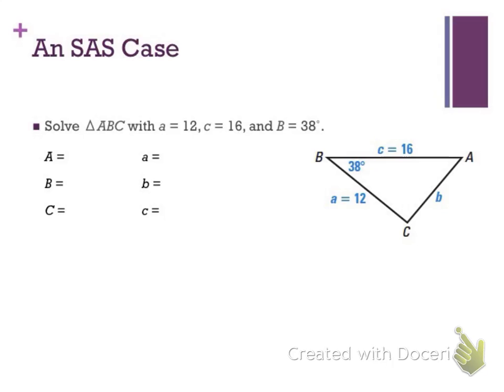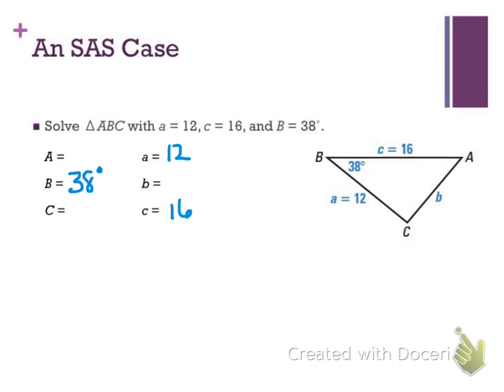And then make yourself this little table where you put your angle measures A, B, C and your side measures A, B, and C, just so that you can keep things organized and you know when you have all of the pieces found and you have your triangle solved. All right, so we'll start filling in the triangle with the pieces that we know. We know side A is supposed to be a 12. We know side C is supposed to be a 16. And we know angle B is 38 degrees.